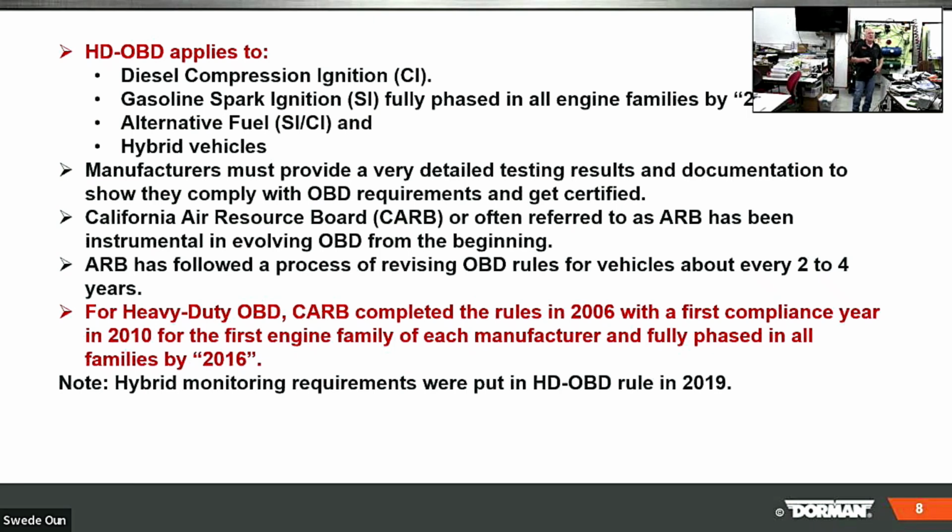So heavy duty OBD applies to diesel compression ignition, of course. How about spark ignition?